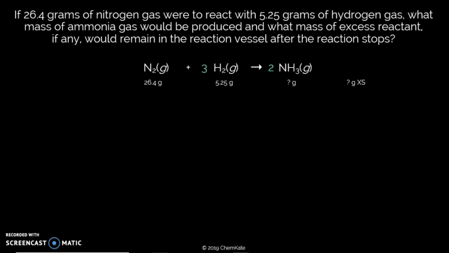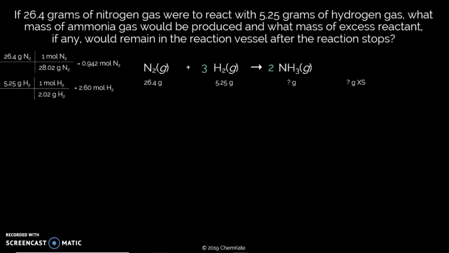So step 1 right away is to convert those masses into moles. We're going to take each of the given masses over here on the left and divide by the molar masses, noting that nitrogen is diatomic as well as hydrogen. And we get two mole amounts. We have a certain number of moles of nitrogen and moles of hydrogen.